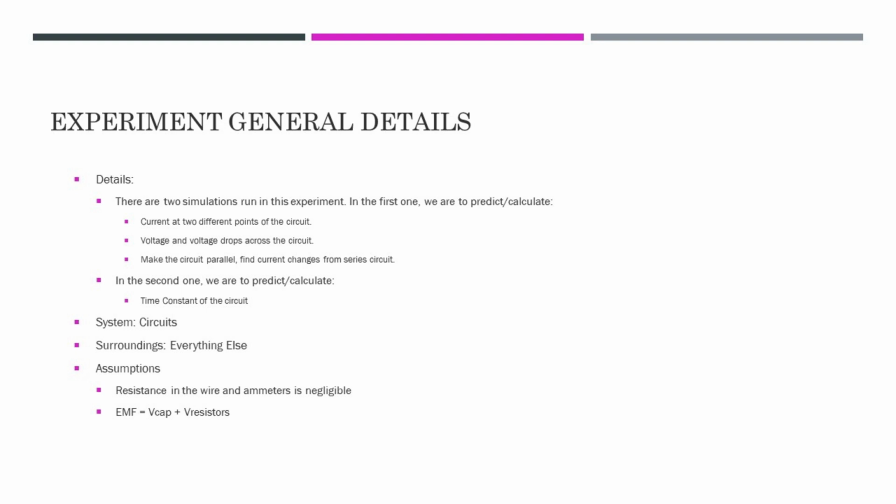There were two main simulations run in this experiment. In the first one, we were to predict and calculate the current at two different points of the first circuit, the voltage and voltage drops across this circuit, and then we were to make the circuit parallel and find the current change from the first series circuit. In the second one, we were to predict and calculate the time constant of the circuit. In these, the system was the circuits, the surroundings was everything else in the universe, and we were assuming that resistance in the wire and ammeters is negligible, and that our EMF or voltage was the voltage of the capacitors plus the voltage of the resistors.